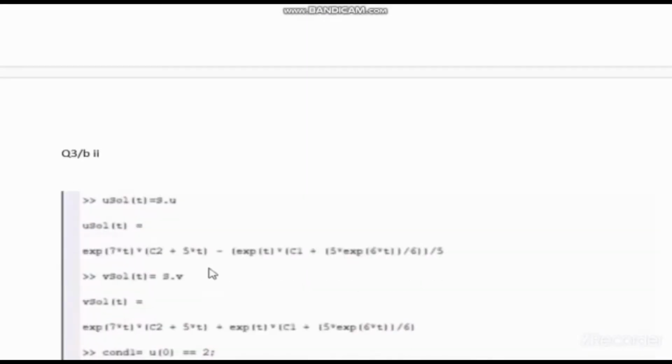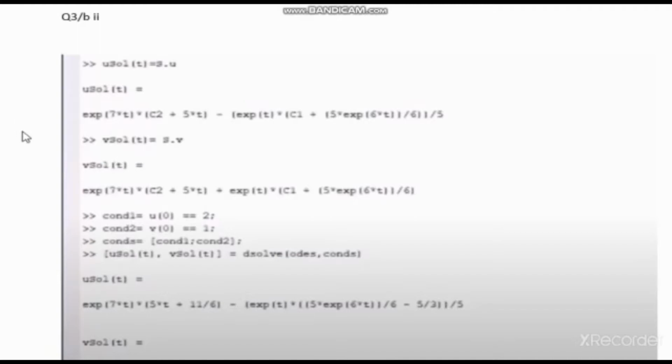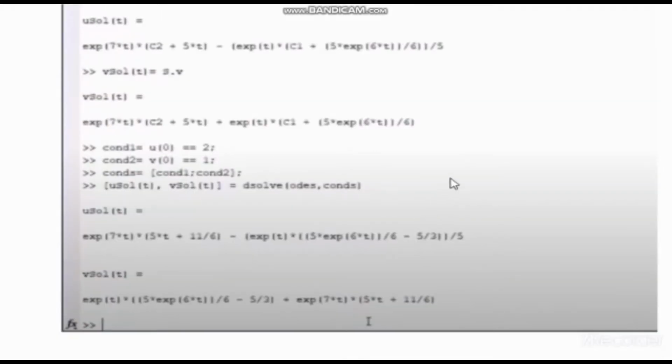Okay, for question 3b(ii), the particular solution of the system has the initial values, which is when x equals 0, y1 equals 2 and y2 equals 1. The conditions in MATLAB are using Dy1(0) equal to 2 and Dy2(0) equal to 1. Then we use the solve function to find the values of the constants that will satisfy the conditions.